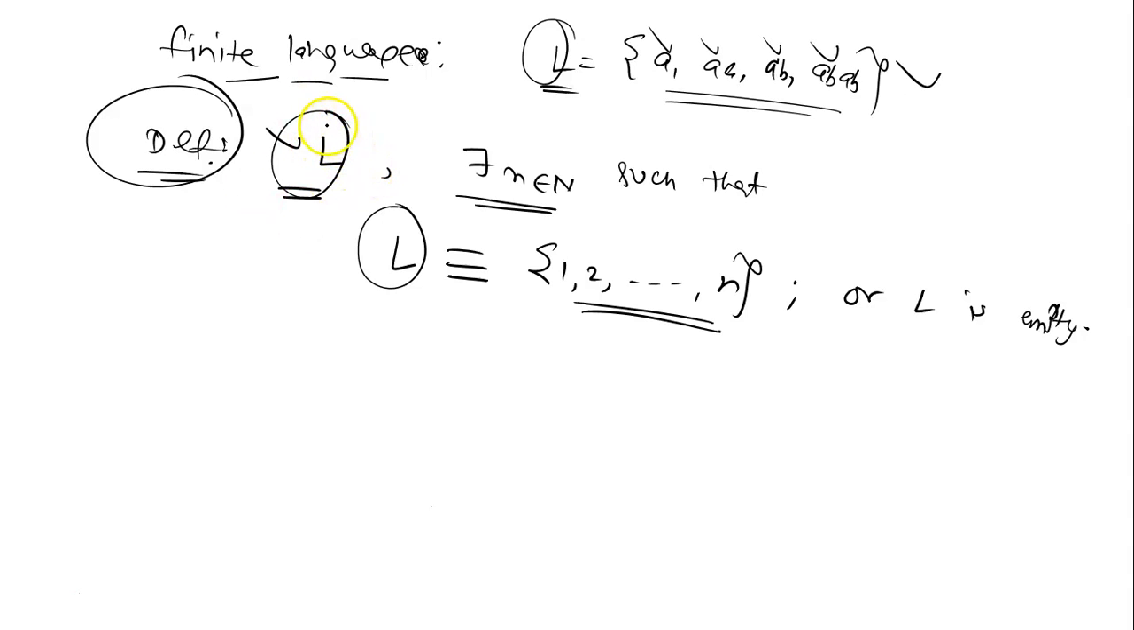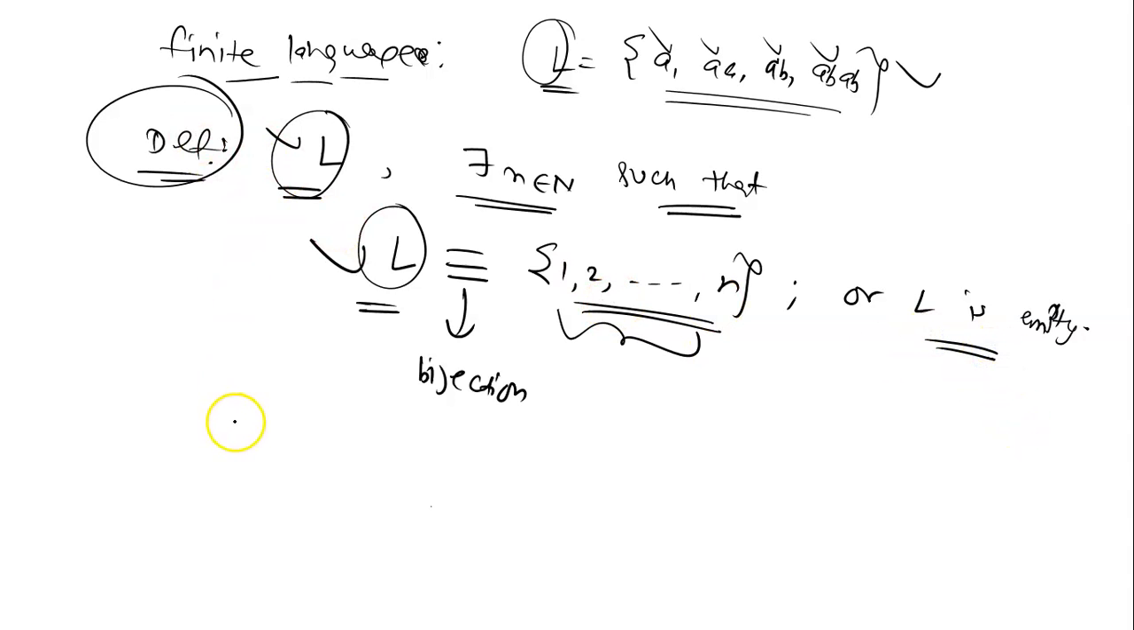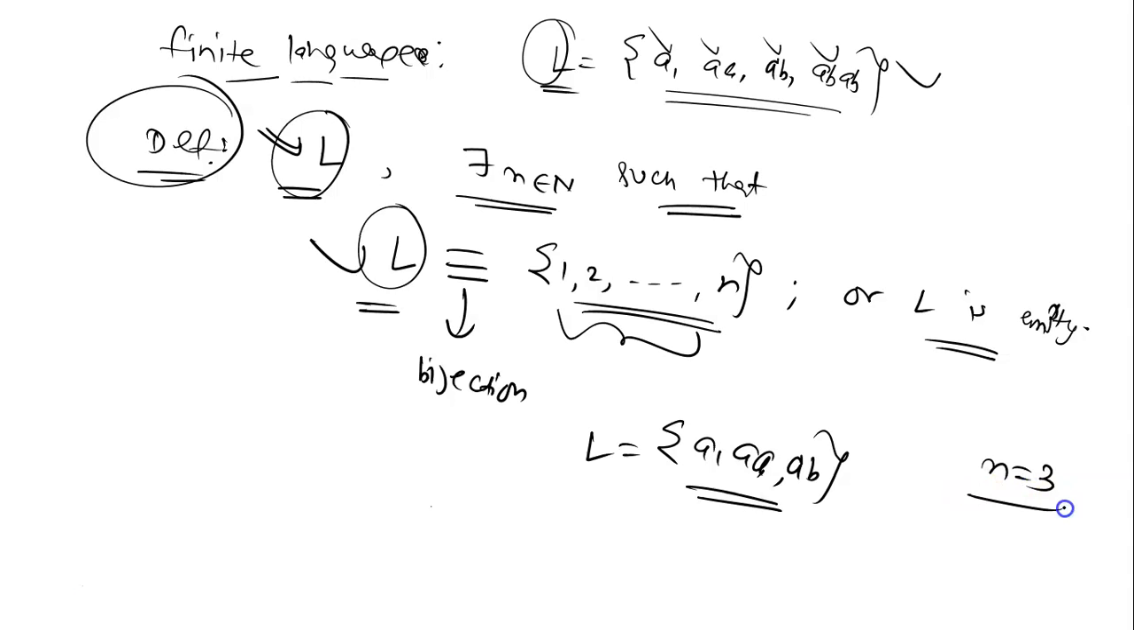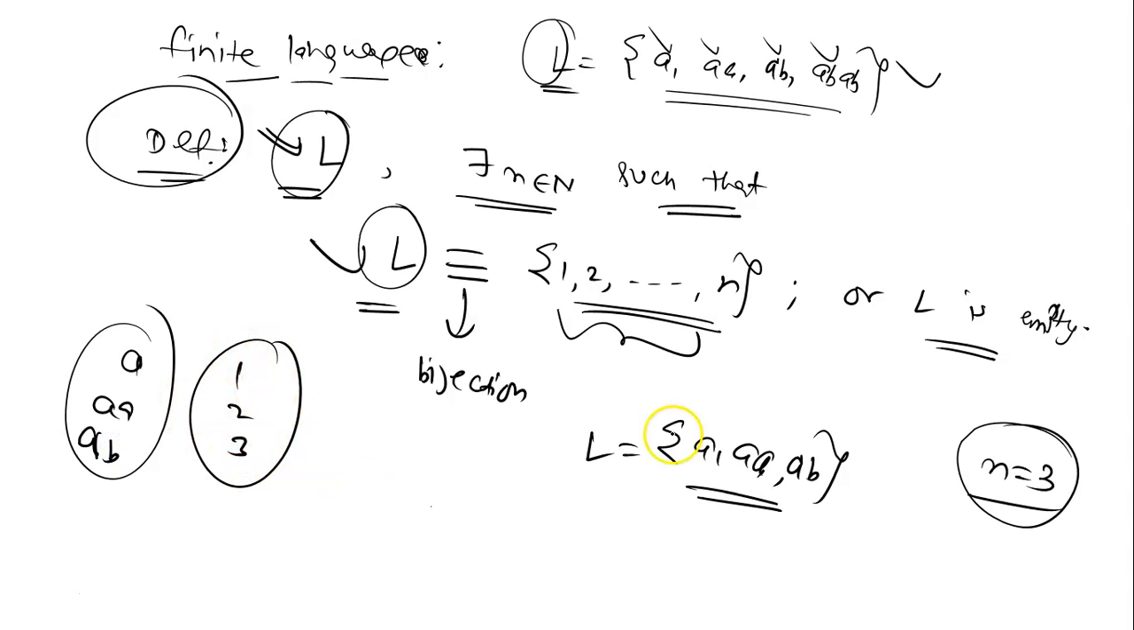In this definition, he is saying that we have a language L, and for that language there exists a natural number n such that between this set, from 1 to n, and this L, we have a 1-to-1 correspondence, or you can say we have a bijection. This symbol we are using for bijection. There exists a bijection between L and this set, or L is empty. In that case we can say that L is a finite language. For example, if your language L is A, AB, and so on, there exists a natural number, and that natural number is 3, because you can see that this language L has a bijection with this set. So this is another definition of finite language.